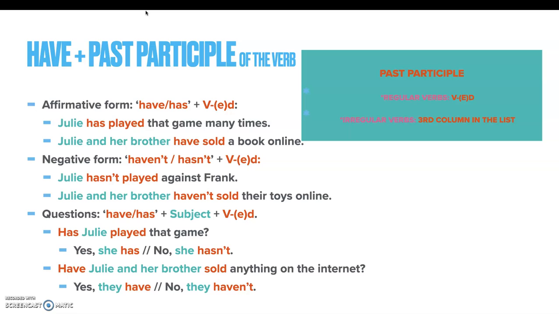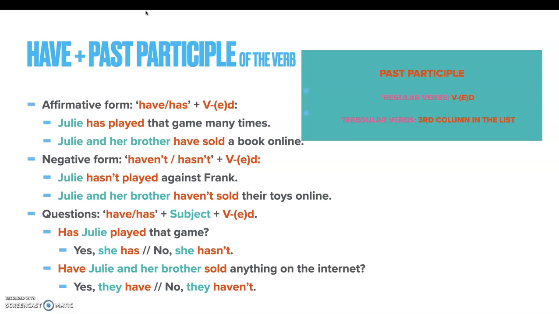We add ed to the verb. Jugar, jugado. For irregular verbs, it is the third column in the list of irregular verbs. For example, for the verb eat, the past participle is eaten. Or for the verb sell, the past participle is sold. The third column.